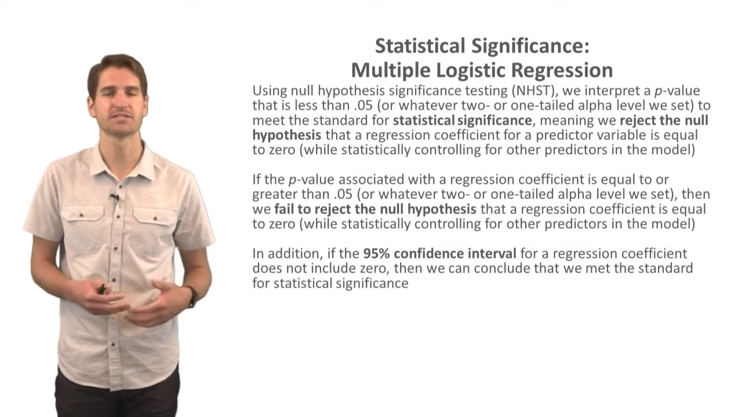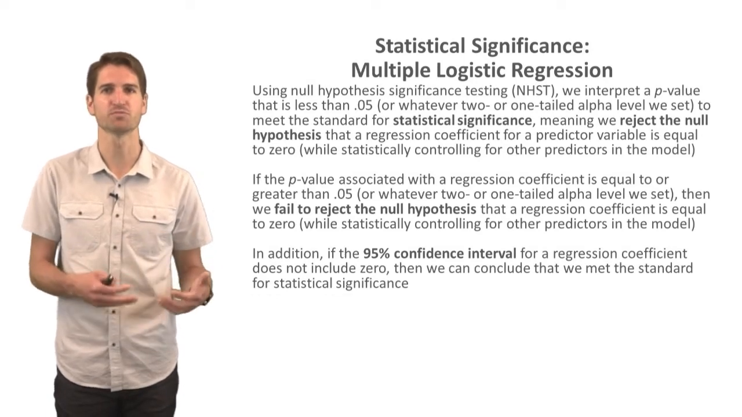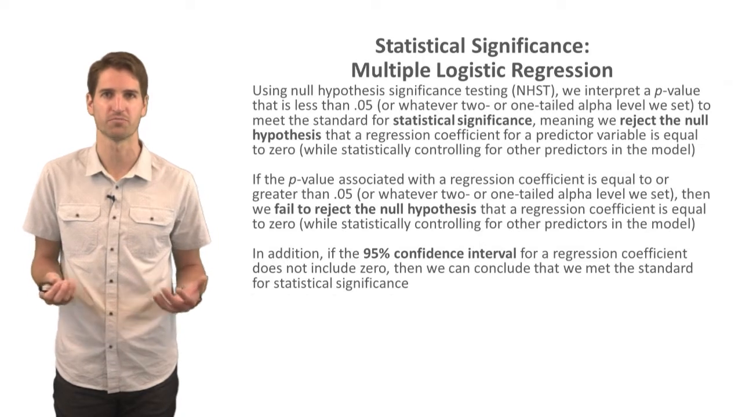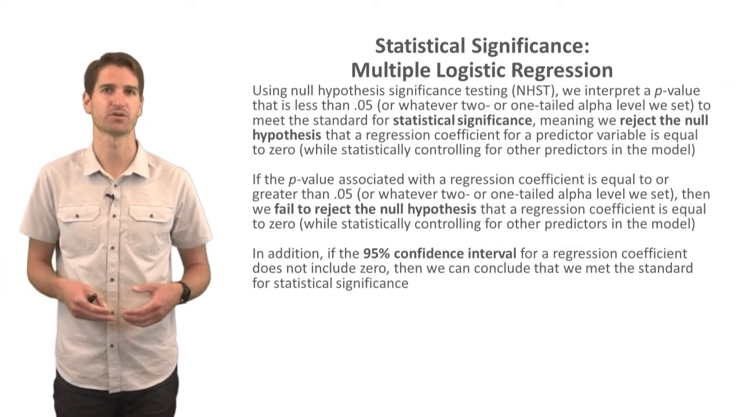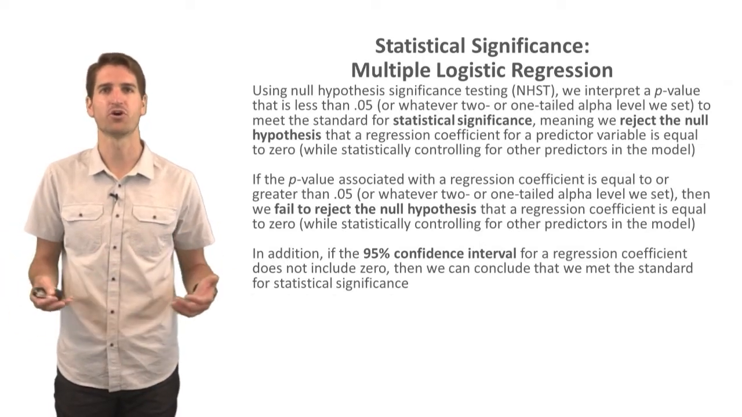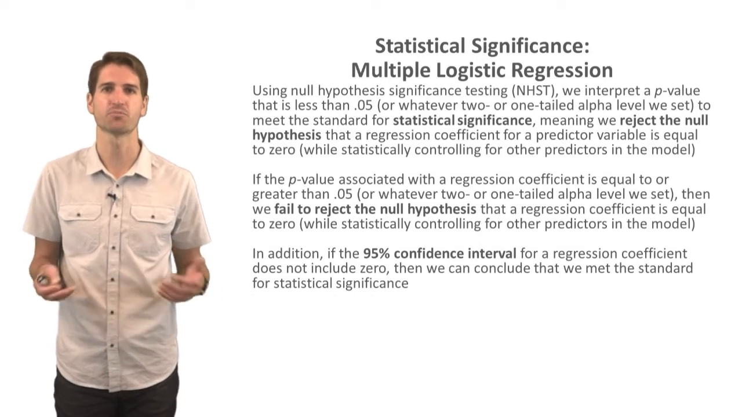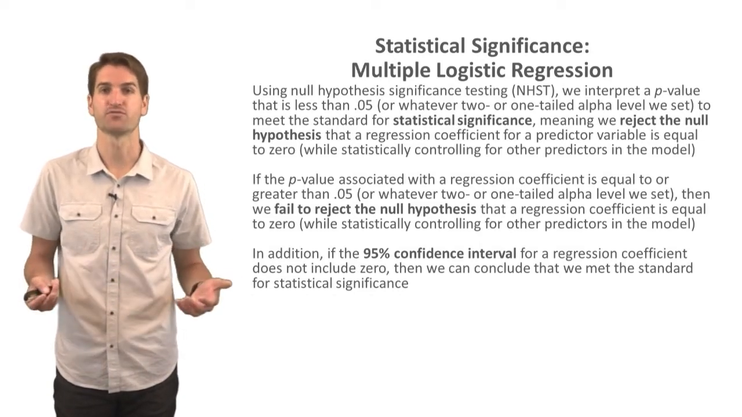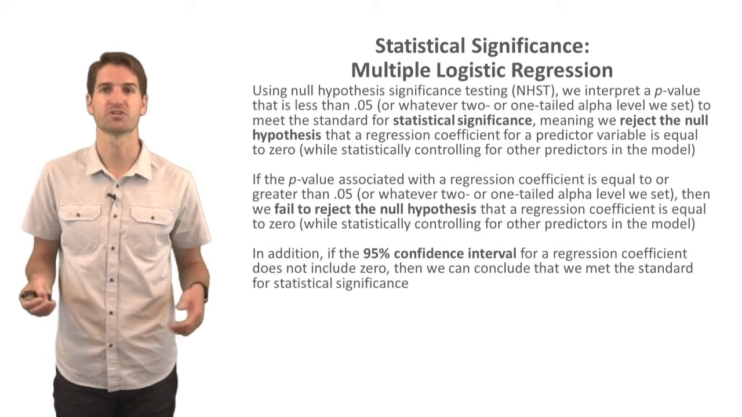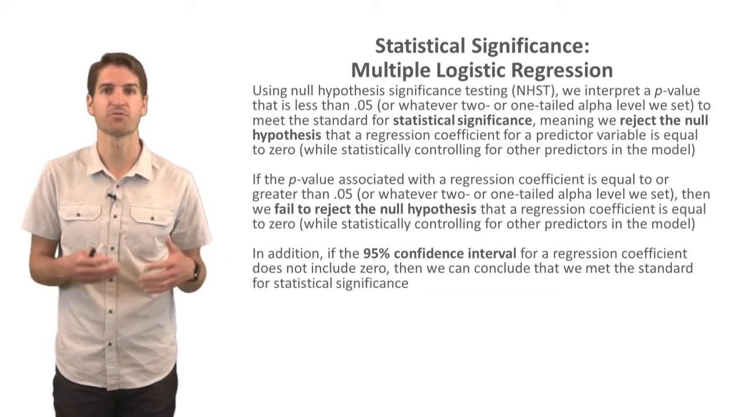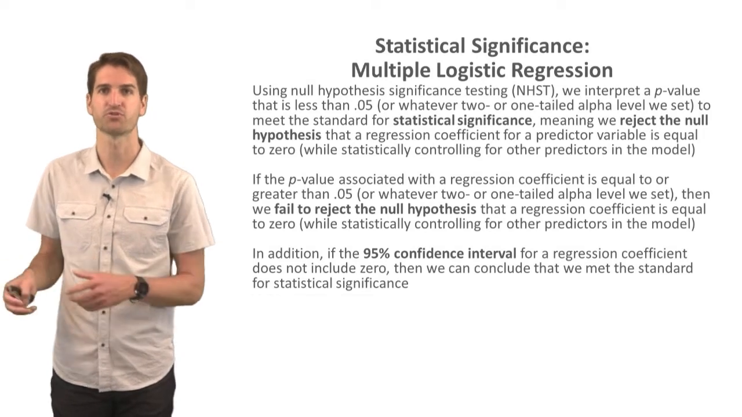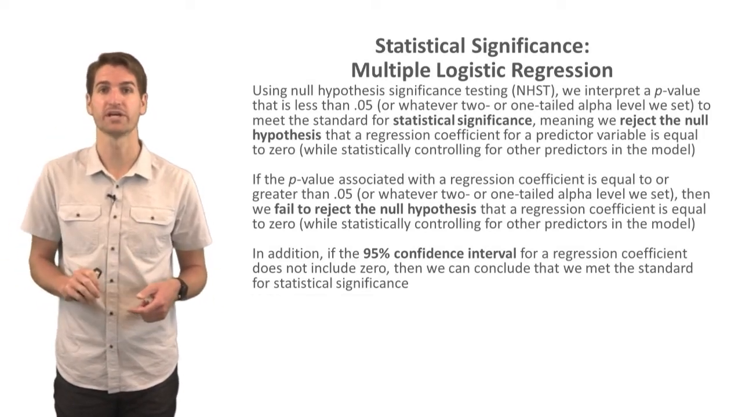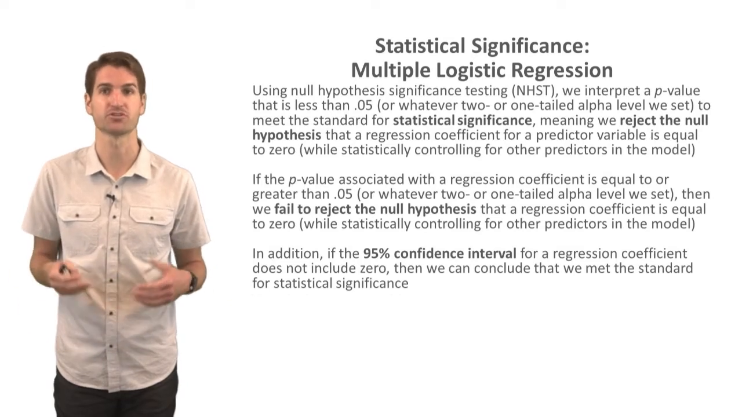Now let's move on to statistical significance in the context of multiple logistic regression, which is when, again, we have two or more predictor variables in our model, but still that dichotomous outcome variable. Using null hypothesis significance testing, we would interpret a p-value that is less than 0.05 to meet the standard for statistical significance, meaning, in other words, that we reject the null hypothesis that the regression coefficient for that particular predictor variable is equal to 0. Importantly, this is while controlling statistically for other predictors in the model.